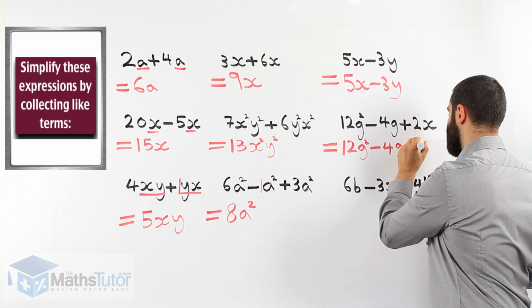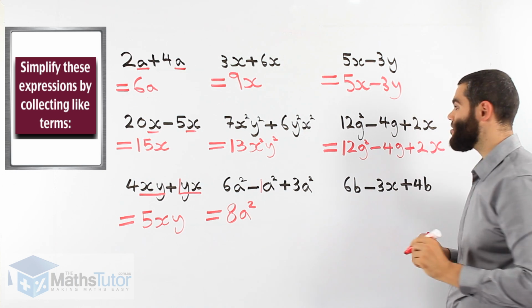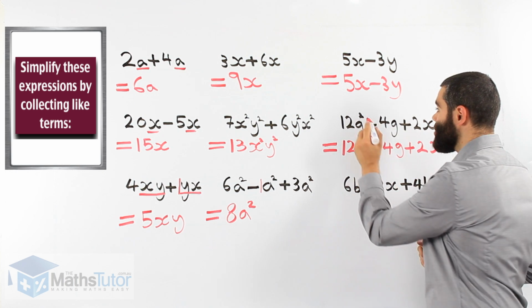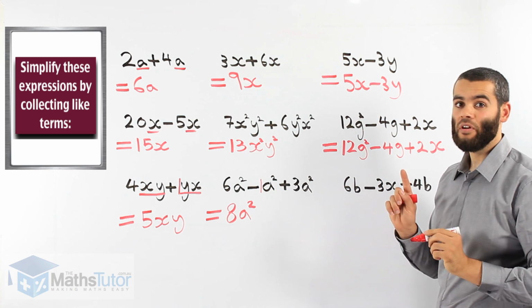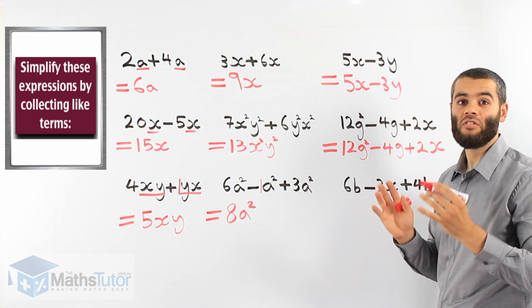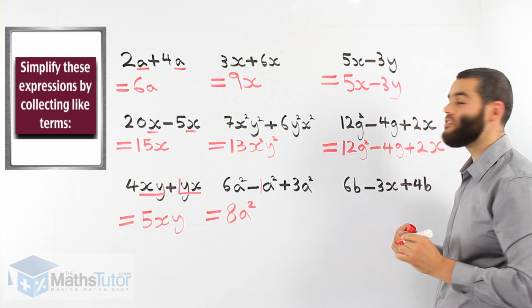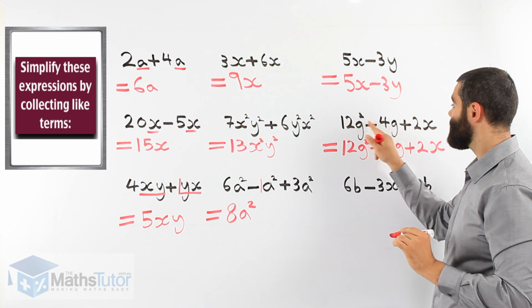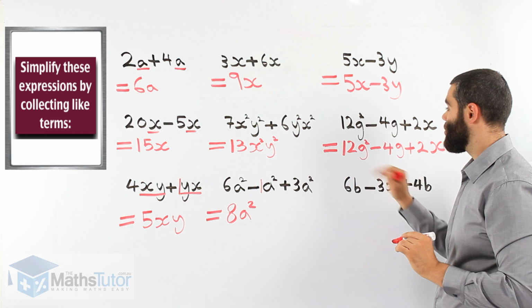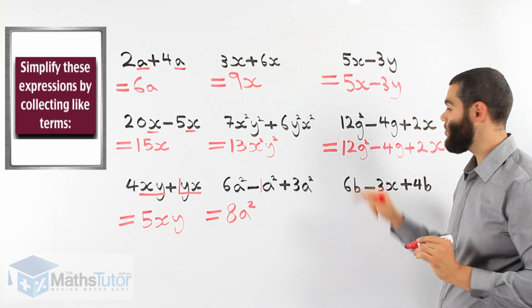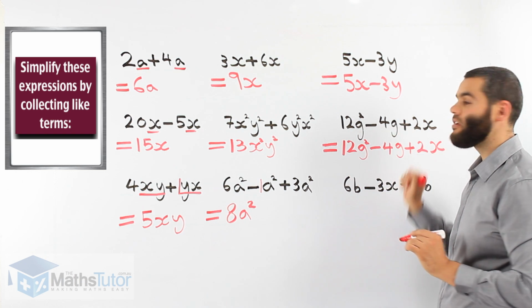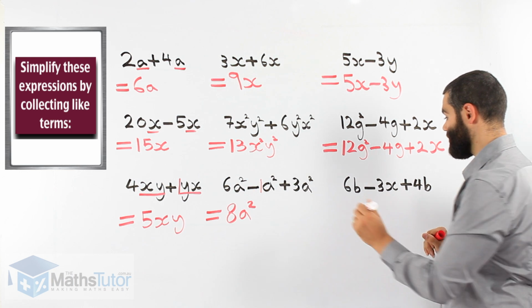Nothing changes. And again, very important, g squared is not the same as g. Very important. g squared means there is g times g, while here it's just g. So these are not like terms. That means we cannot collect them. The answer is the same as the question. Nothing changes.